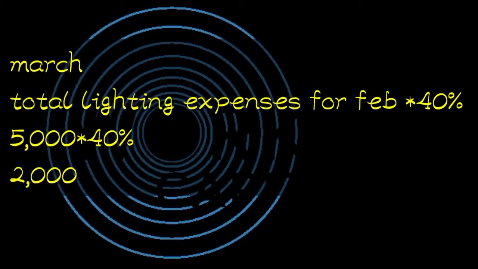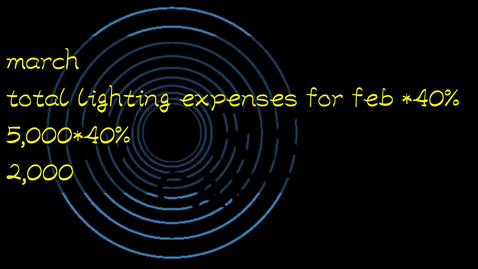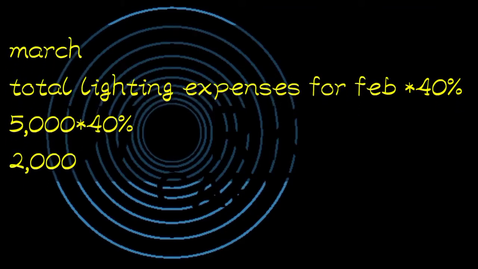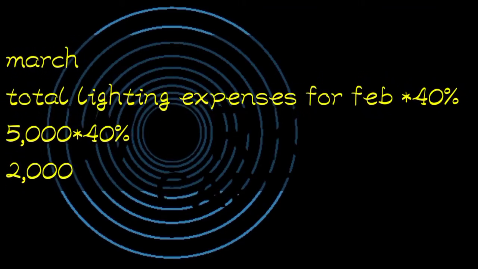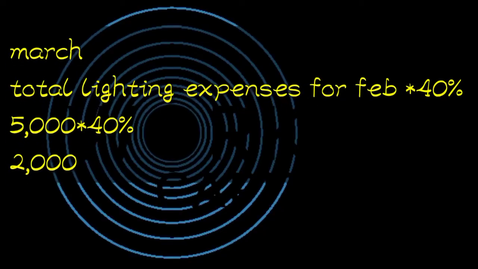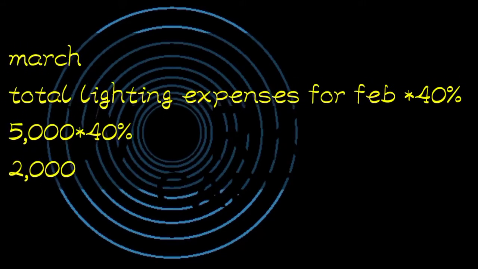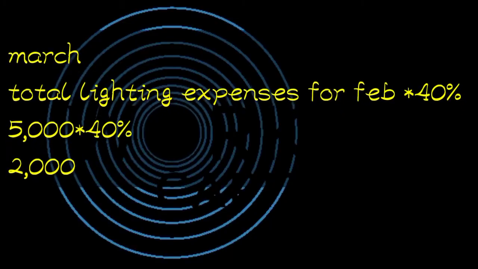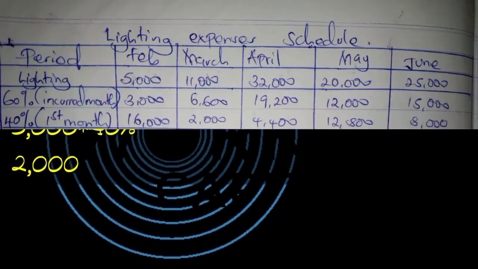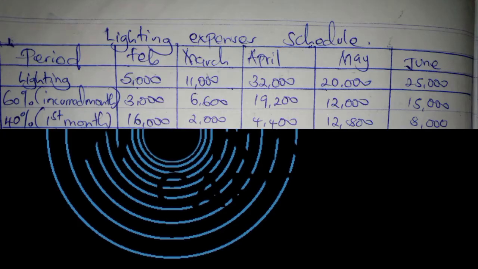And for March, we shall get the total lighting expenses for Feb times 40%, which is 5,000 times 40%, we get 2,000. And that's what we shall record. Then we shall do the same thing for all the months. To get the 40% that will be paid in April, we shall get 40% of the total lighting expenses of March. Then to get what will be paid in May, we shall get 40% of the lighting expenses of April, like that.